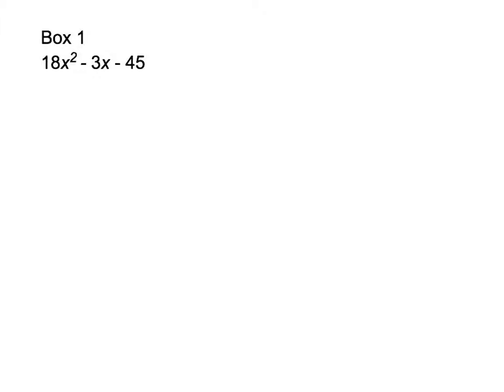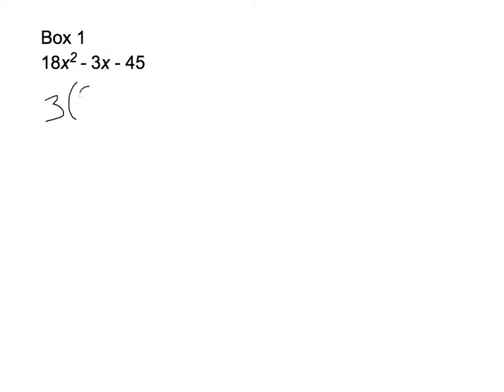Alright, today we're going to factor trinomials using the GCF and then using the tic-tac-toe method. So the first thing we want to do is look at the trinomial and see if all three parts have a GCF. And if we look at 18 and 3 and 45, they're all divisible by 3. So we're going to factor a 3 out first. So we'll do 3 parentheses, and we'll divide every term by 3.